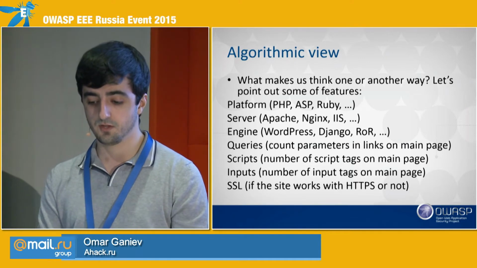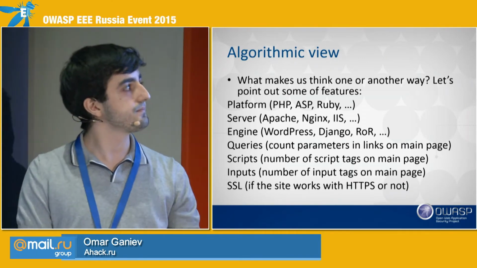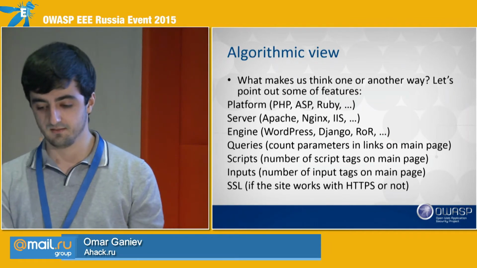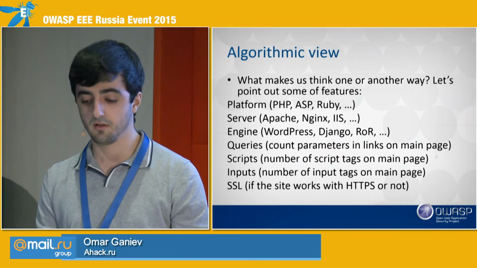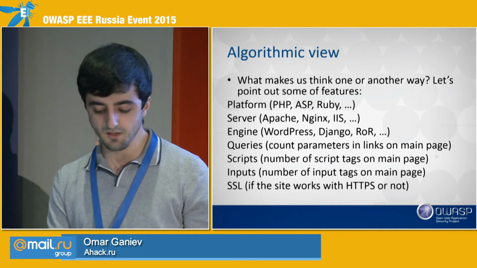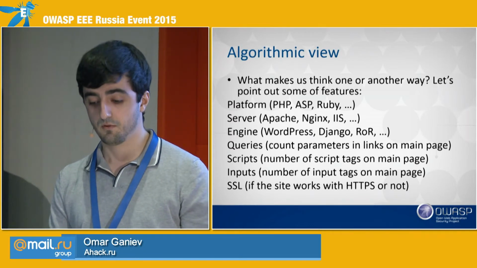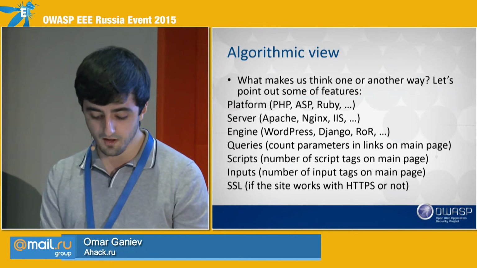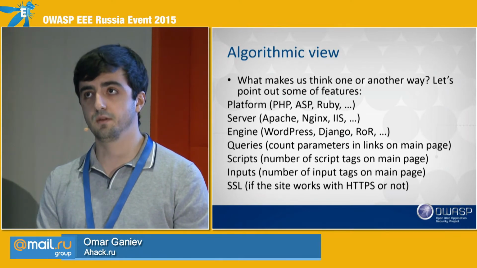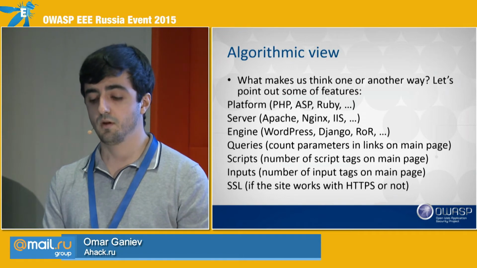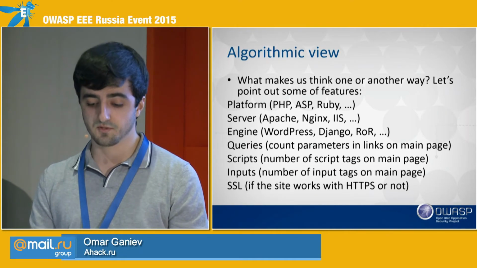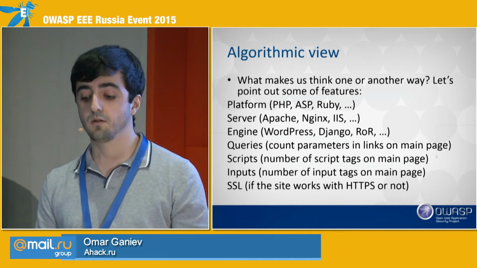Let's point out some features, some metrics, which allow us to detect the hackableness of the site. Let's say it's the platform, the programming language in which the app is written, the web server software, the engine which was detected, the CMS or a framework, for example. The number of input parameters which were parsed from the main page, I mean, from the links. When you see a query string with a lot of parameters, then you see that you've got something to fuzz. The number of script tags, the number of inputs, and whether or not the site works on HTTPS.